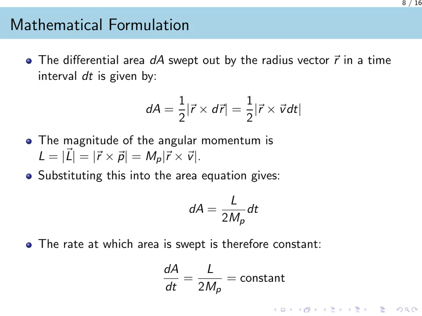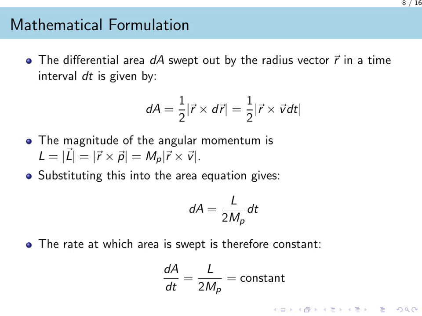From geometry, this area is 1/2 the magnitude of the cross product of the position vector r and the displacement vector dr. Since displacement is just velocity v times dt, we can rewrite the area dA in terms of r and v. Next, we recall the definition for the magnitude of the planet's angular momentum, L. This is the planet's mass, m sub p, times the magnitude of r cross v.